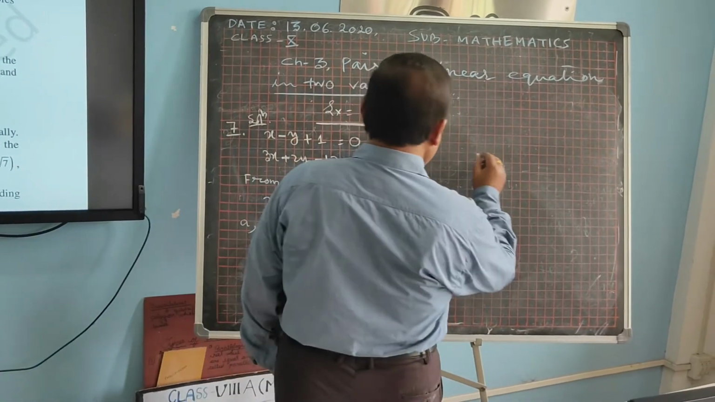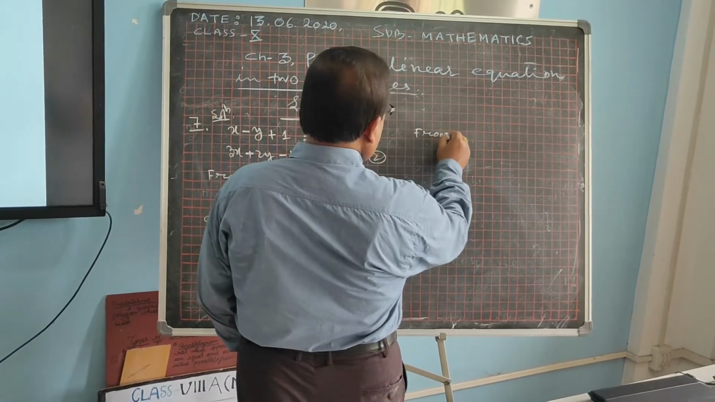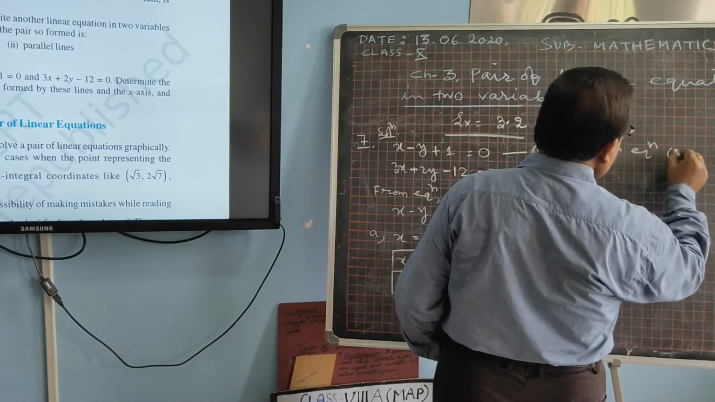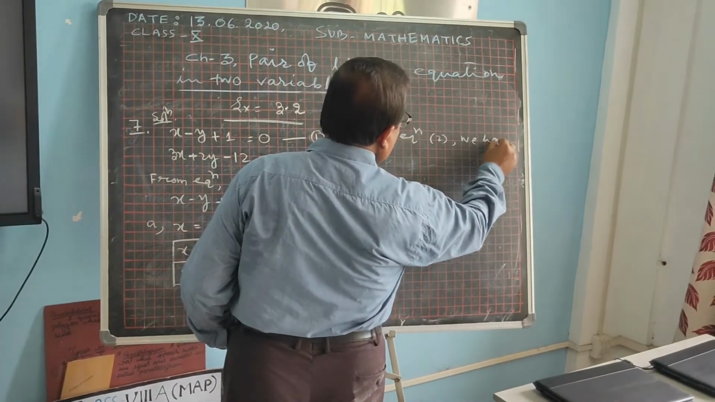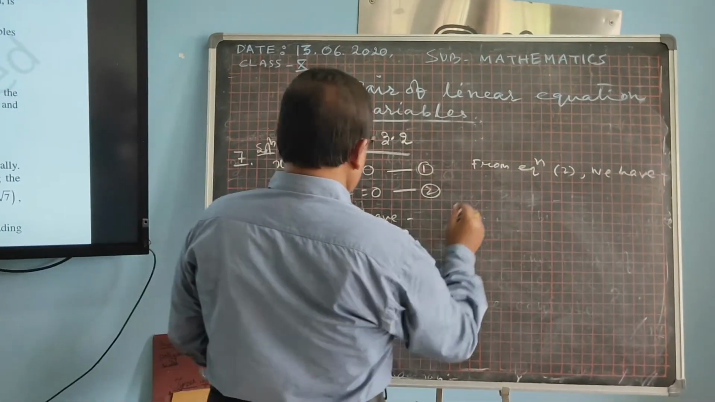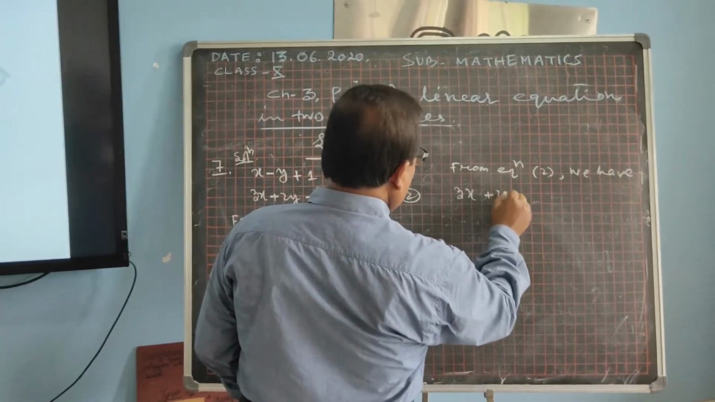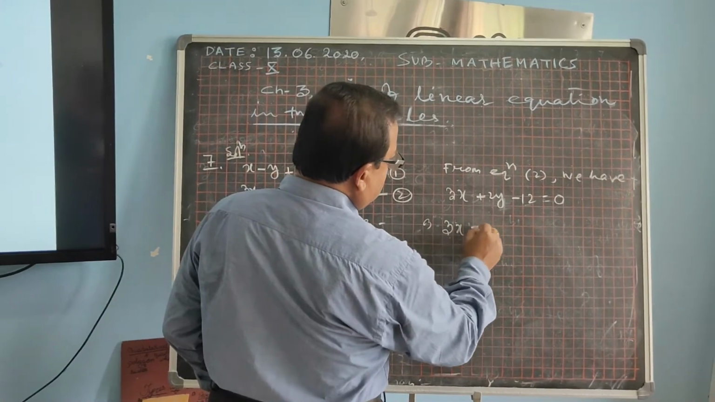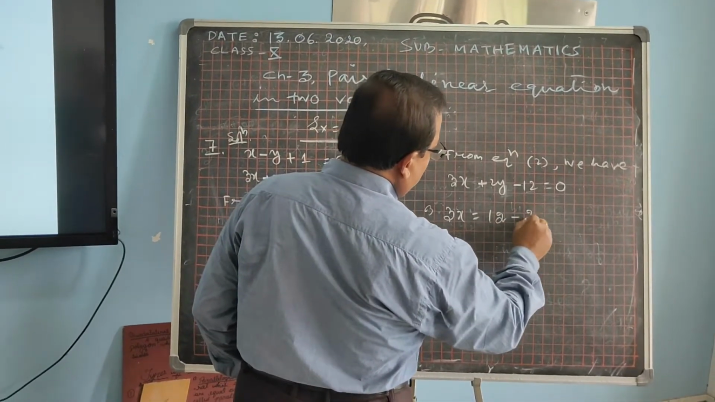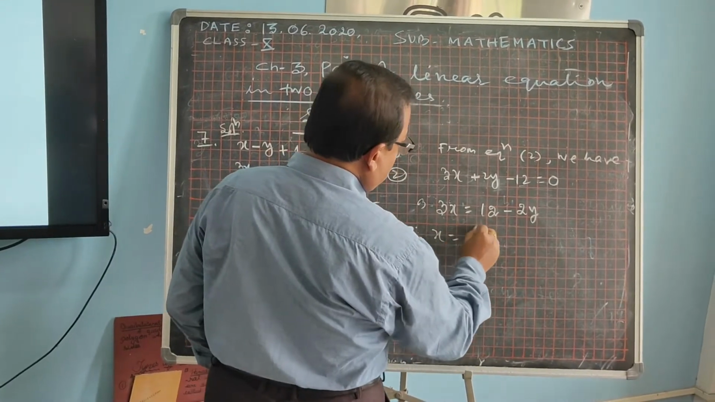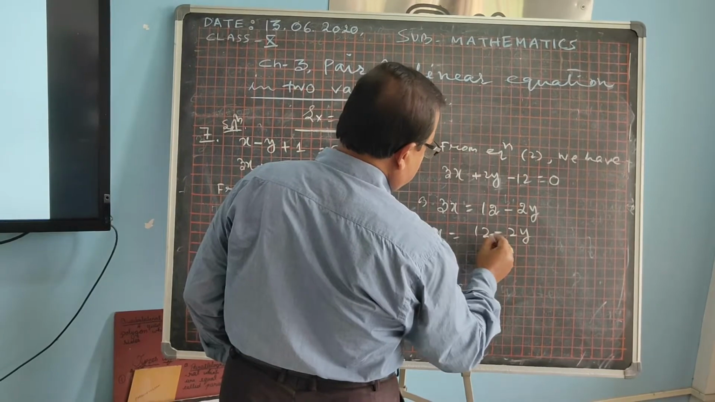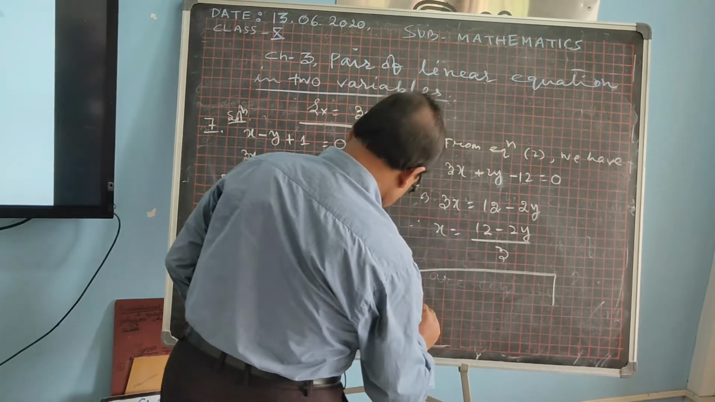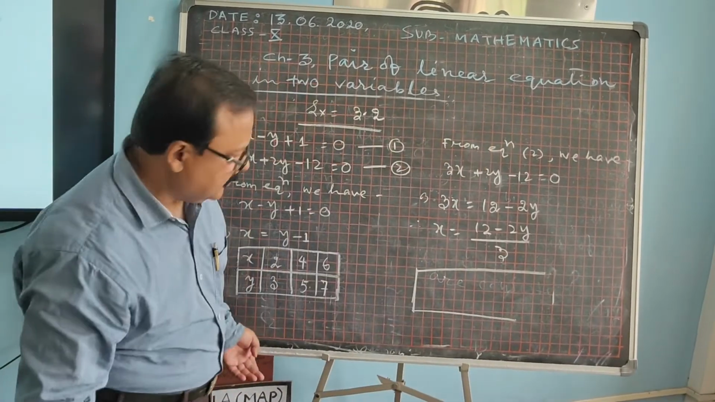Now, from equation number 2, we have 3x plus 2y minus 12 equals 0, or 3x equals 12 minus 2y, or x equals 12 minus 2y by 3. There also you need at least 3 points.